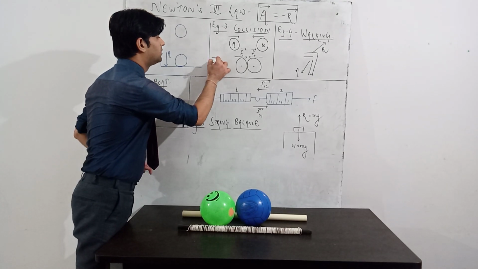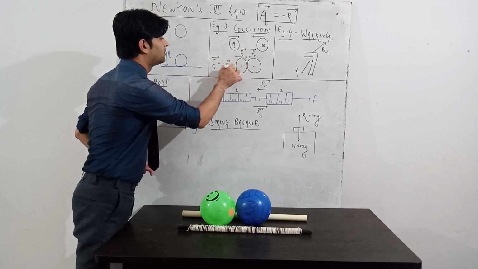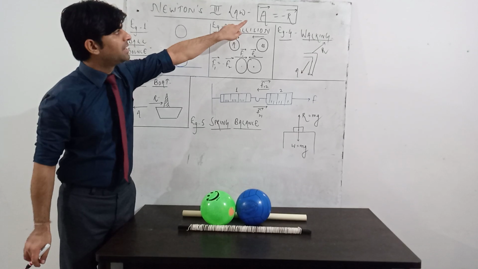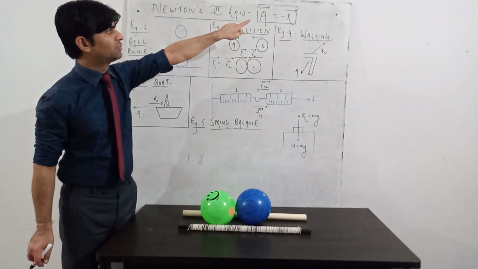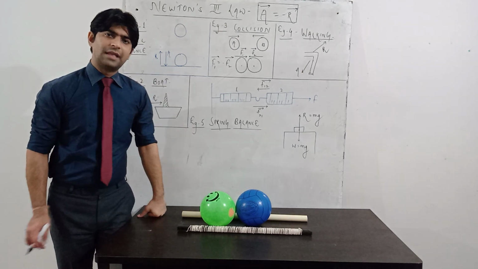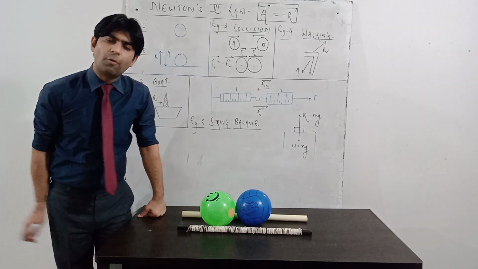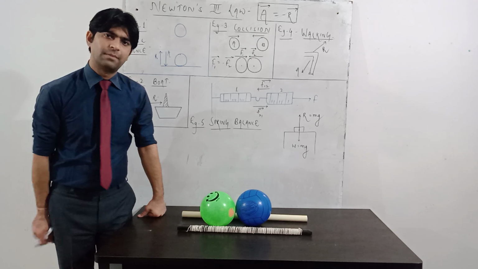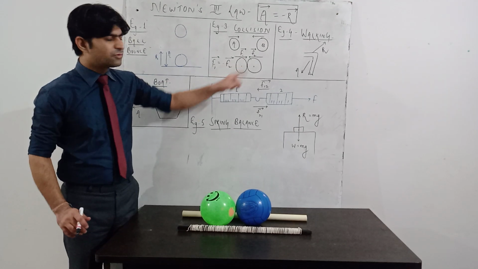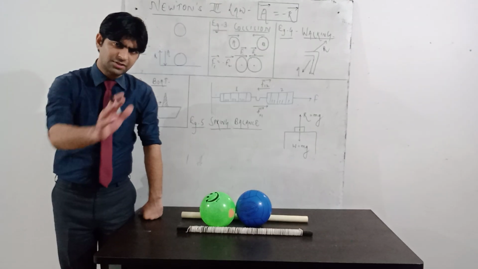So I can write here F1 is equal to minus F2 vector. That is what I have written there. Action is equal to the negative of reaction. This negative sign indicates that the action and reaction are opposite in direction but equal in magnitude. If F1 is 5 Newton, then F2 will also be 5 Newton. This is just an example.